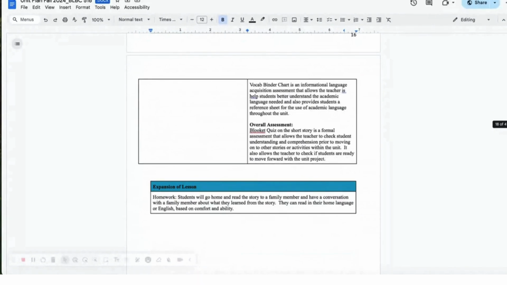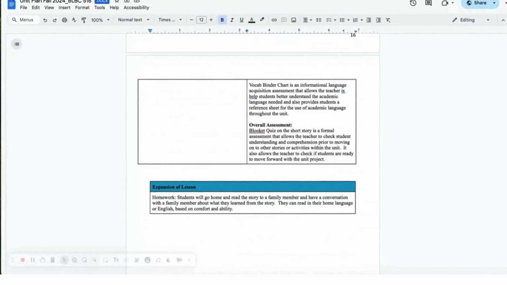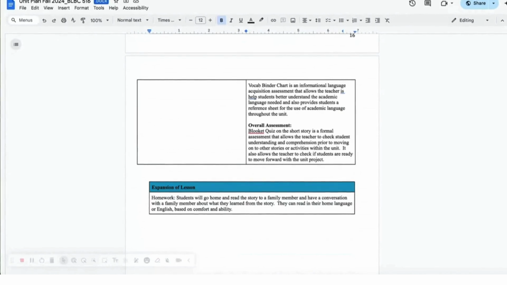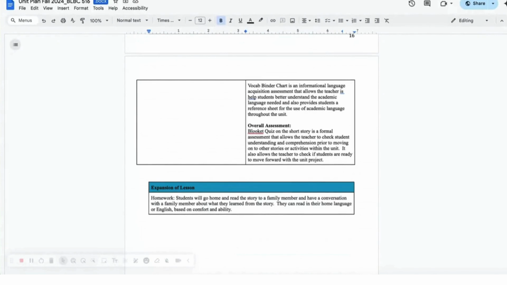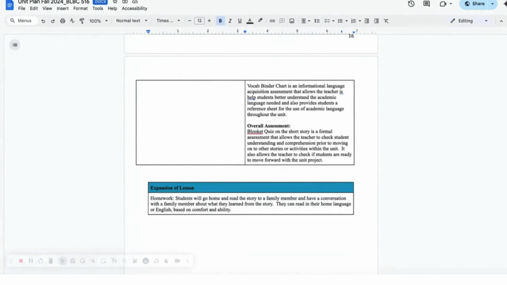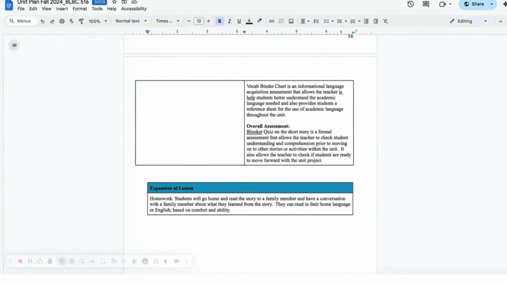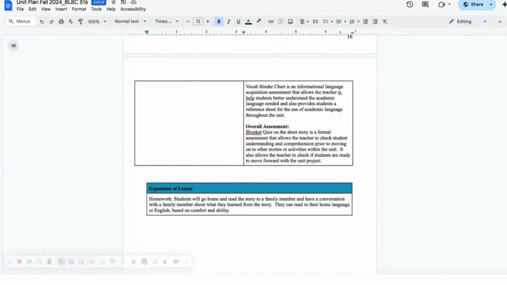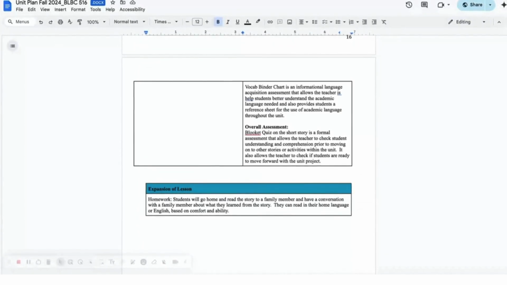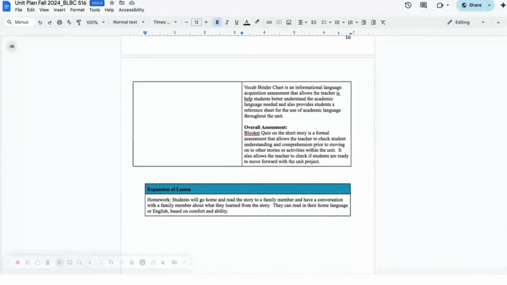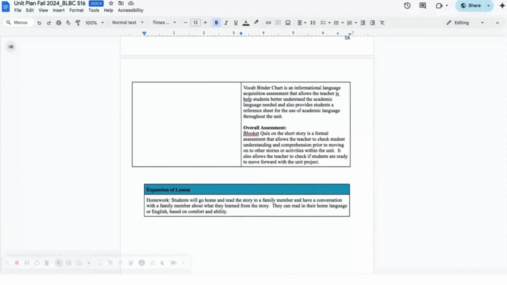And I also like to have an expansion of the lesson. I like to give homework that isn't pen and paper busy work, but is something that engages the student with their families. So I usually like to have my students go home and read the story to their family member, maybe translate it into their home language for them, or just have a conversation with a family member about what they learned from the story.